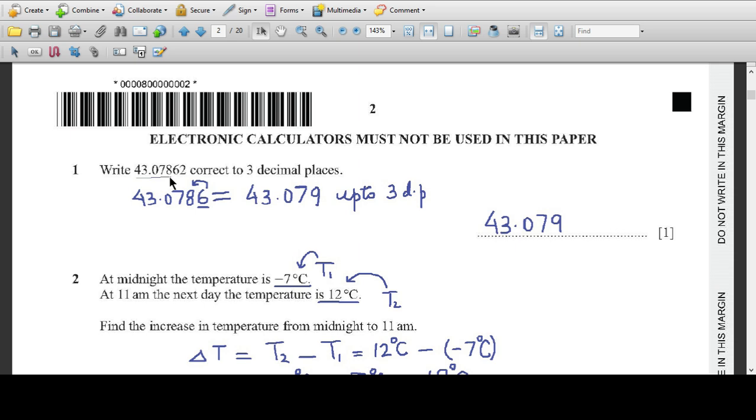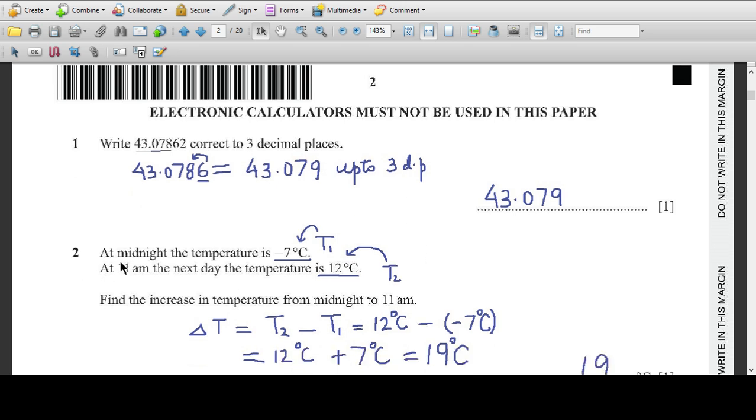So we see this up to the 4th place, and here we have 43.0786. At the 4th place, if the number is 5 or greater than 5, then we add 1 to the next one, the neighbor one. Since this is 6, we upgrade this 8 to 9, and up to 3 decimal places this number can be written as 43.079. So this is question number 1.